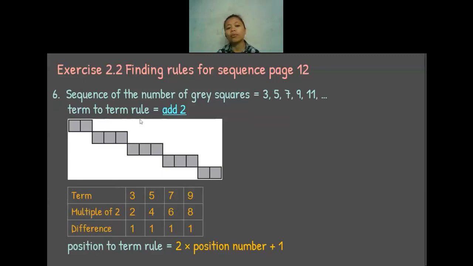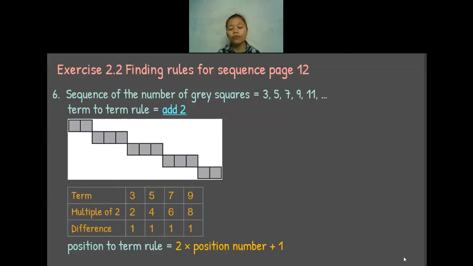Why multiples of 2? Because the term-to-term rule is add 2. That's why I will use the multiples of 2: 2, 4, 6, 8. And then to find the difference, I directly subtract: 3 minus 2 equals 1, 5 minus 4 equals 1, 7 minus 6 equals 1, 9 minus 8 equals 1. So for the position-to-term rule, we will have 2 times position number plus 1.